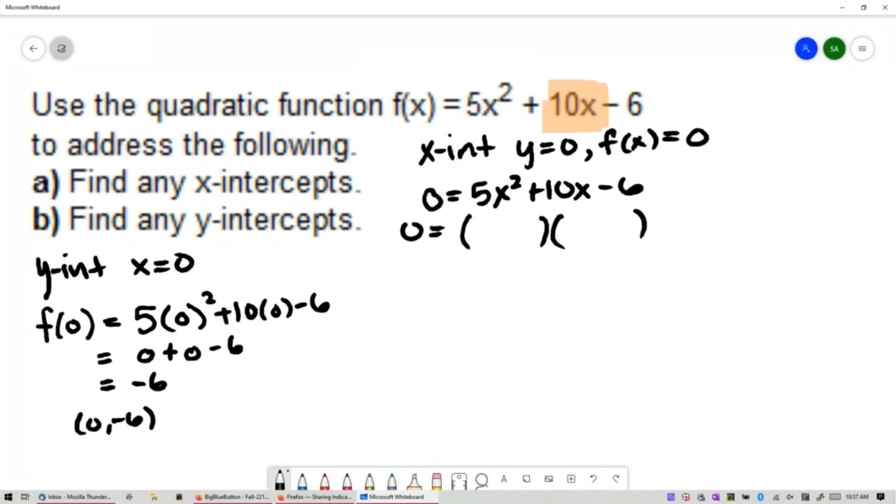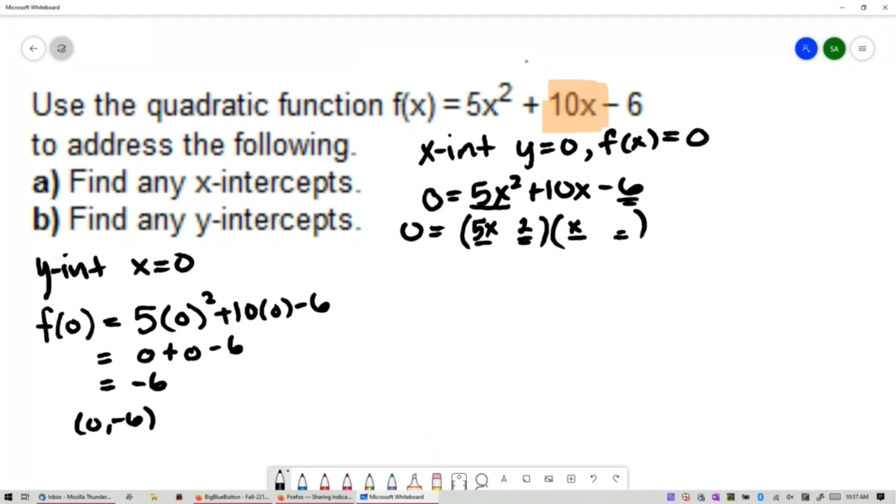And if I were to factor, the first terms in the binomials would need to be a 5x and an x, so that they would multiply to be 5x squared. For the second terms in each binomial, they would need to multiply to be 6, and we have a couple of choices there. It could be 2 times 3 or 6 times 1, so I'll try both of them.